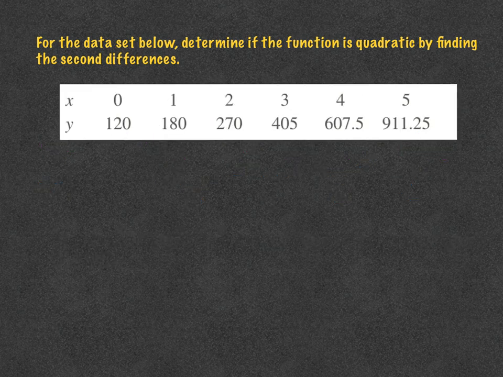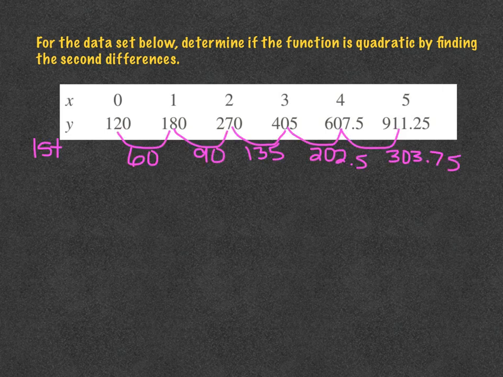Okay, here's a similar problem where we once again are going to use the second differences to find whether or not this is quadratic. So let's again begin by finding the first differences. So here they are. I went ahead and found them just to save time. And you can see that in this case, the first differences are not constant, so it could potentially be quadratic. So now we'll find those second differences.